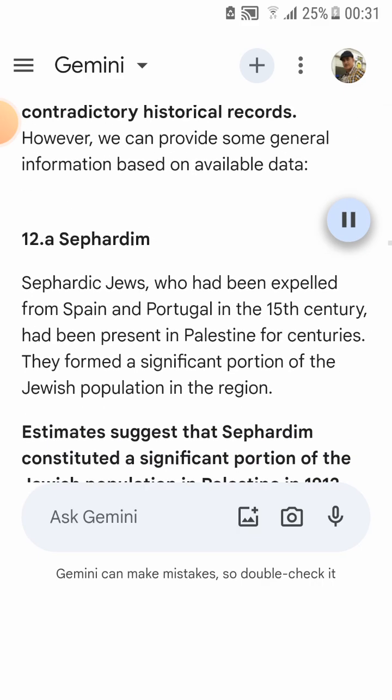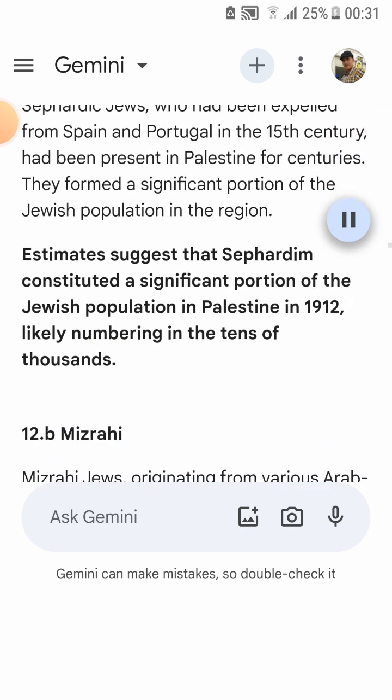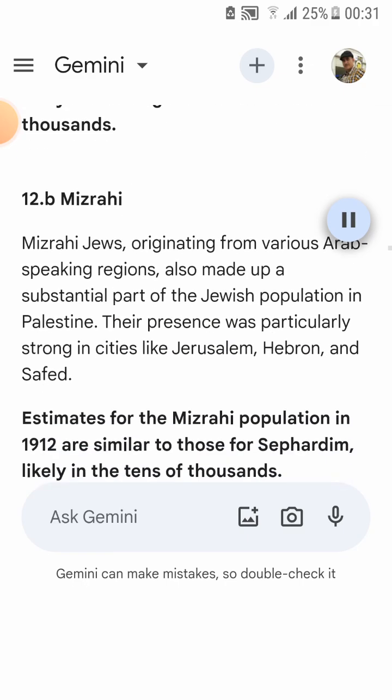Sephardim. Sephardic Jews, who had been expelled from Spain and Portugal in the 15th century, had been present in Palestine for centuries. They formed a significant portion of the Jewish population in the region. Estimates suggest that Sephardim constituted a significant portion of the Jewish population in Palestine in 1912, likely numbering in the tens of thousands.